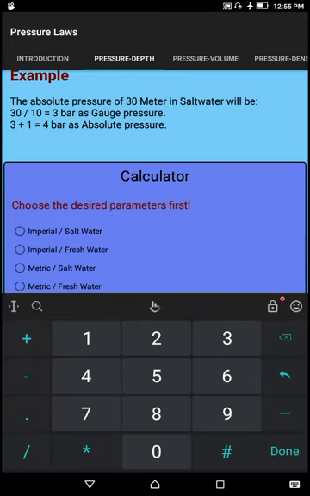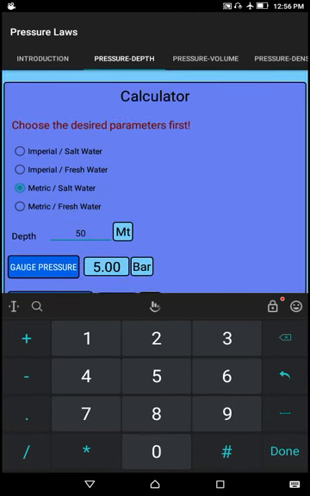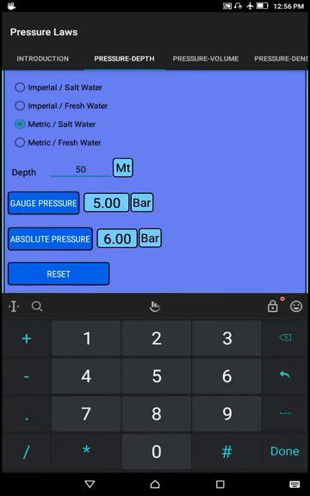I would like to know what will be the gauge pressure and the absolute pressure, for example, of 50 meters. So I typed 50 meters. Then I choose the desired parameters. It will be metric salt water. Then gauge pressure, 5 bar, absolute pressure, 6 bar. It will be also the same with Imperial, and also the same with fresh water or salt water.